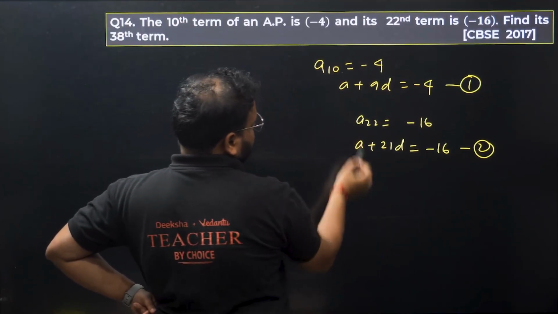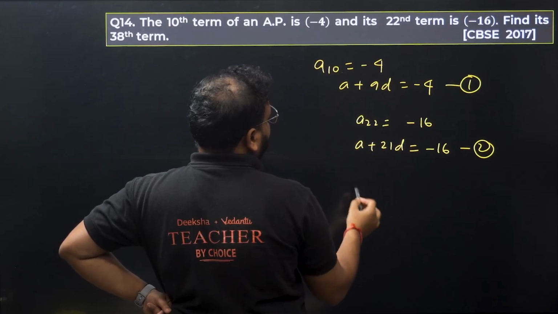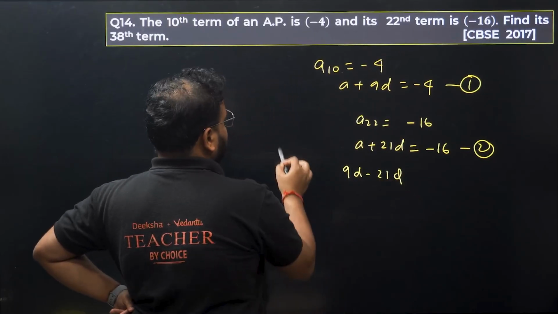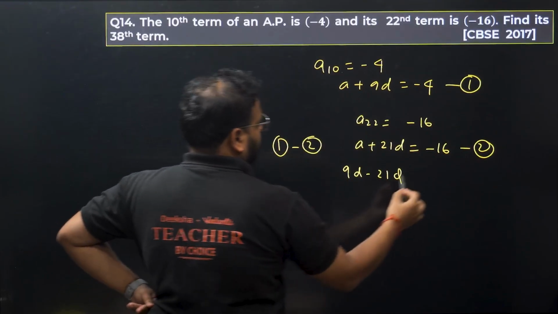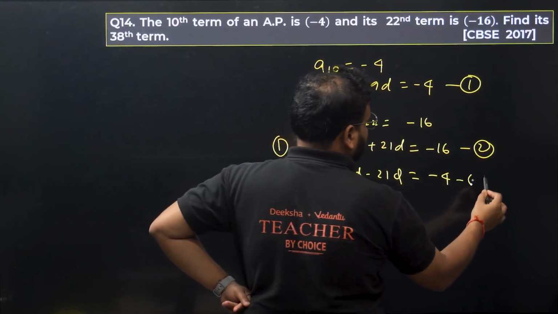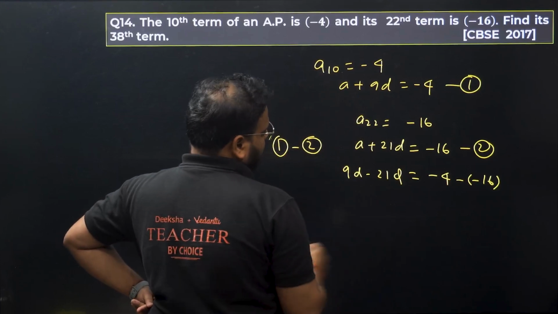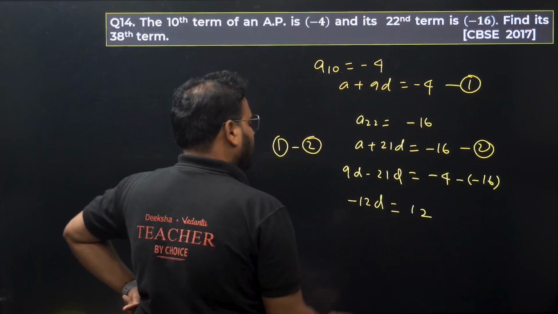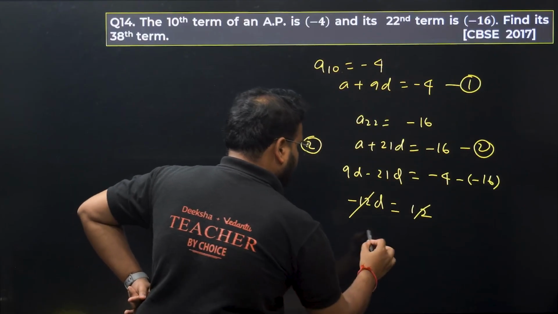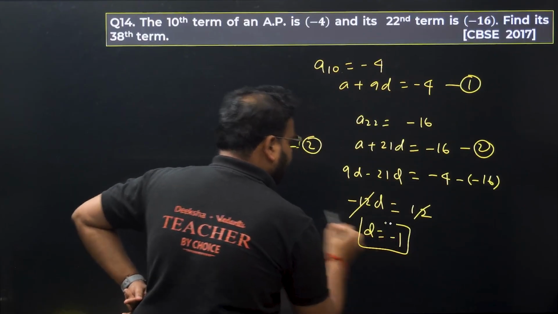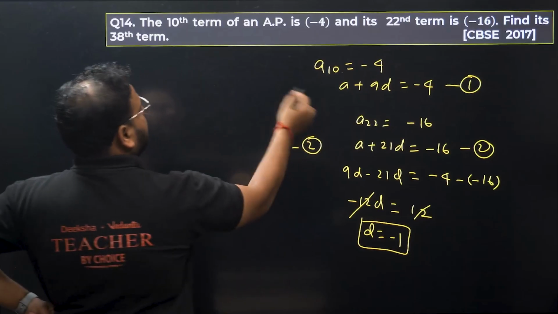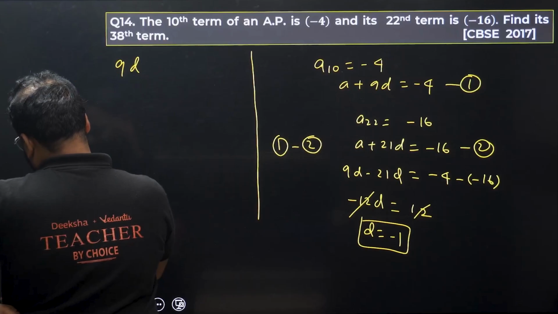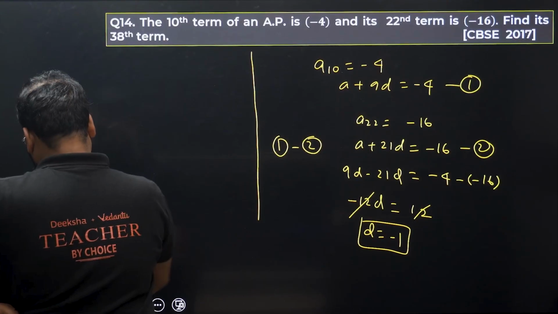We'll subtract these two. We'll subtract equation 1 and 2. What I get? I get 9D minus 21D. I'm doing equation 1 minus 2 equals minus 4 minus of minus 16. How much will this be? Minus 12D equals plus 12. So I get this cancelled. So I get D value is minus 1. Okay. Please check from here. The D value is minus 1 actually.